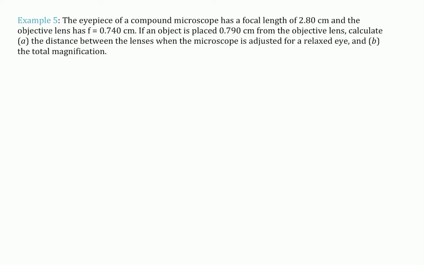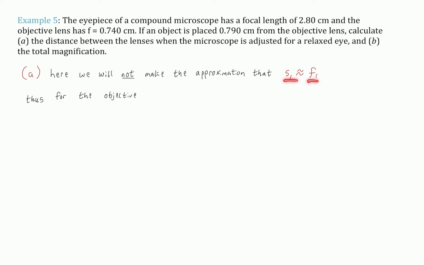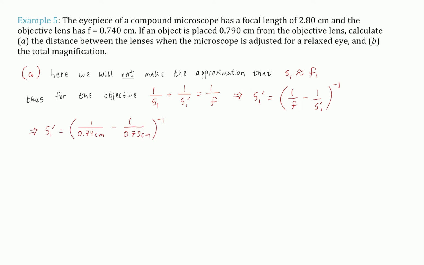All right, so this is interesting, because here we're not going to say that these two numbers, even though they're close, are equal. Okay, so here we'll not make the approximation that the original object is equal to the focal length of the objective. Thus, for the objective, we'll actually use the lens formula, the image formula from lenses, and solve for the image location that's formed by the objective. Plug in our numbers because we do know the focal length of the objective, and we also know where the image is being formed.